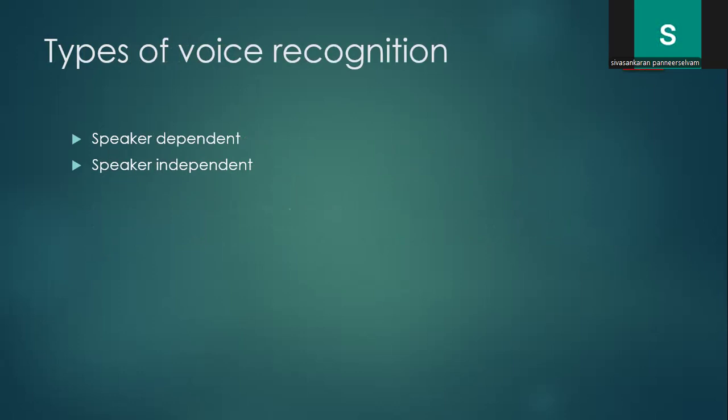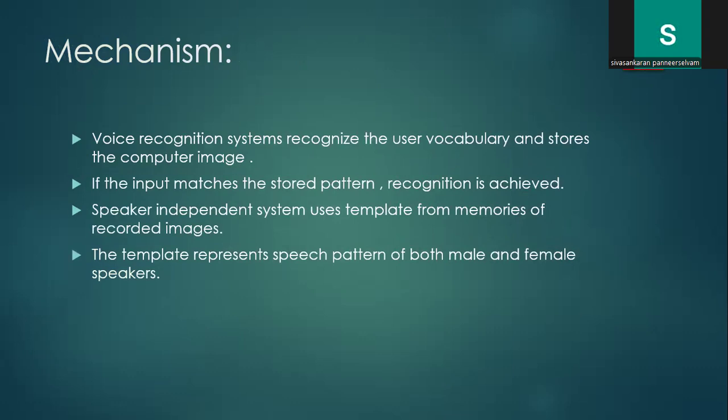There are two types of voice recognition system: speaker dependent and speaker independent. How does the mechanism behave? The voice recognition system generally takes the user vocabulary of the standard voice pattern and converts it into a computer image. If the input matches the stored pattern, the recognition of voice will be achieved. The speaker independent system uses a standard template from the memory of stored digital images, that is recorded images. If the template matches the speech pattern of both male and female speakers, the condition will be satisfied.